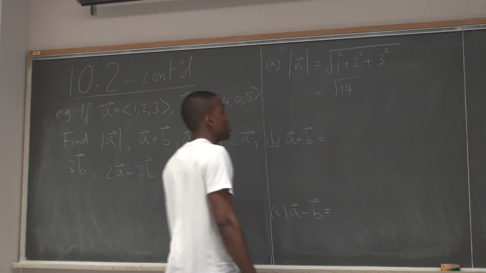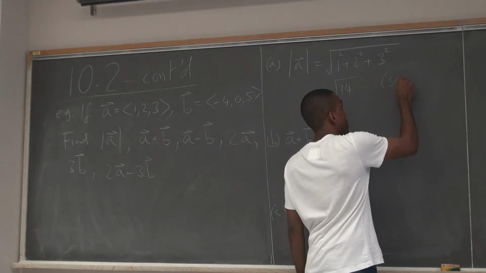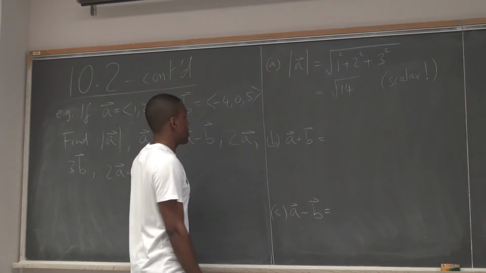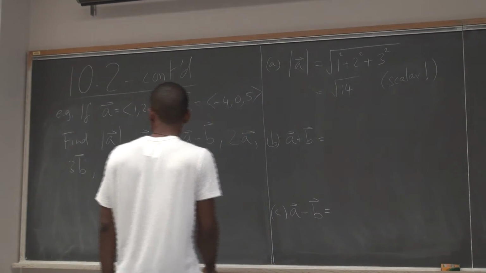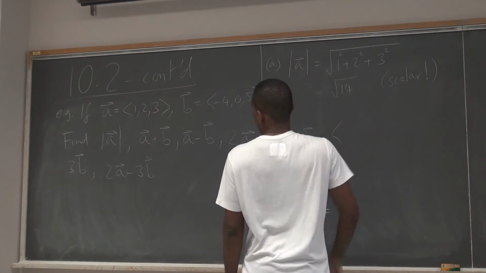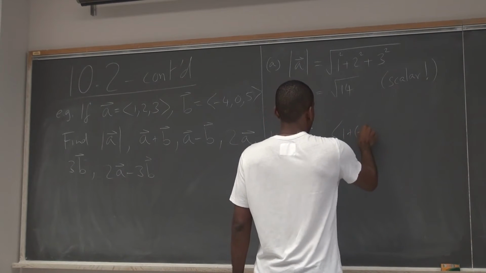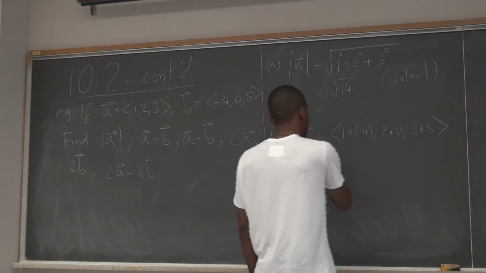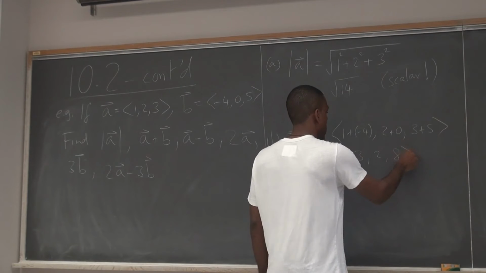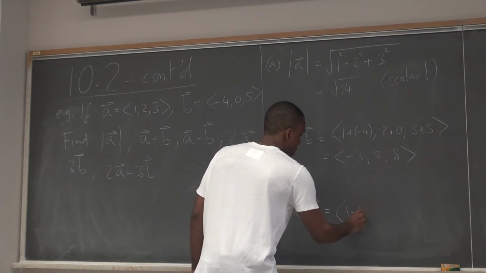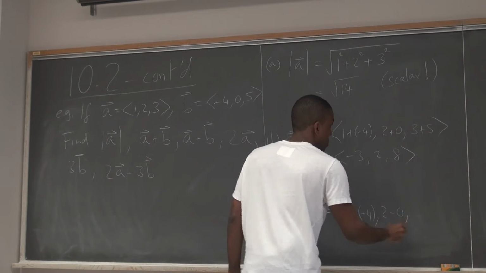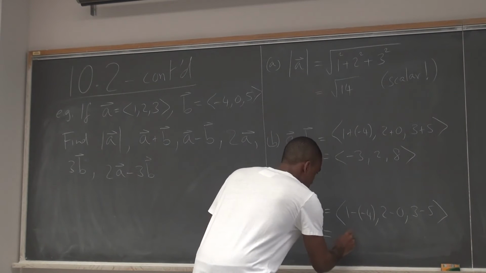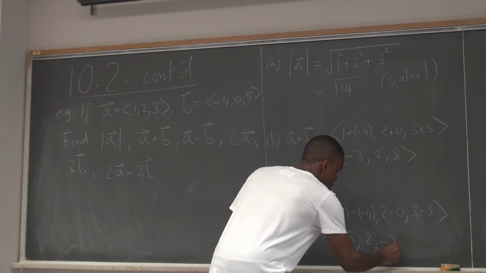What's the vector A plus B? Notice, by the way, this is a scalar. Anyway, A plus B. Okay. So you just add them: 1 plus minus 4, comma, 2 plus 0, comma, 3 plus 5, which is minus 3, 2, 8. The subtraction would be 1 minus minus 4, comma, 2 minus 0, comma, 3 minus 5, which would be 5, 2, minus 2.